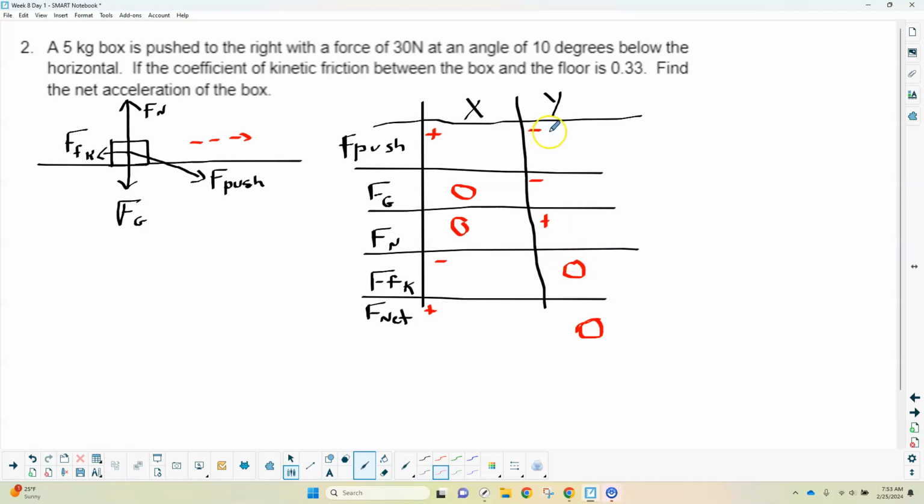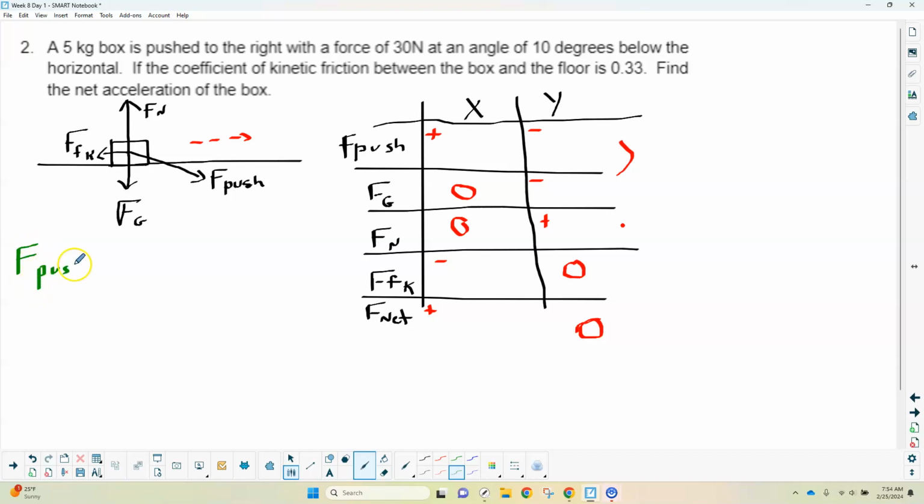So looking at this, these two downward forces are canceled out by the normal force, which is why, again, we said the normal force has to be bigger than the gravity force. And then the difference between the pushing force and the friction force is going to get us our net force. So now we just have to go ahead and solve for the different forces. So let's do that. Let's do the pushing force first.